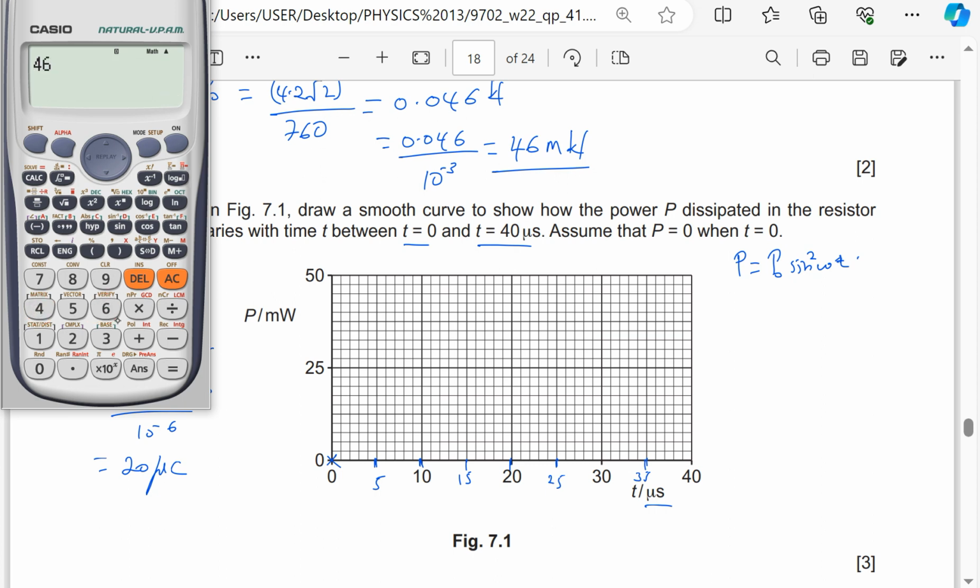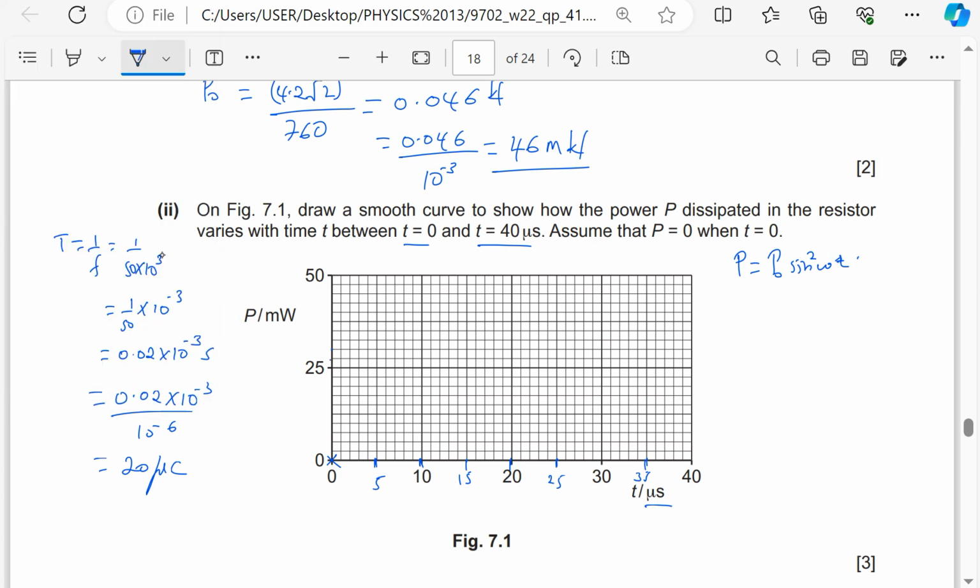46 divided by 2.5. So I'll count 18.4 boxes. 1, 2, 3, 4, 5, 6, 7, 8. So it's approximately here, approximately 18 and a half boxes. So if at t equals 0 the power is 0, then at t equals a quarter of a period, the power should be going to maximum.